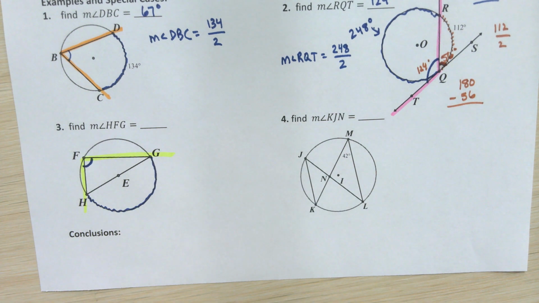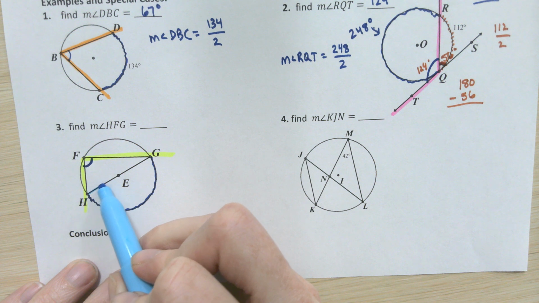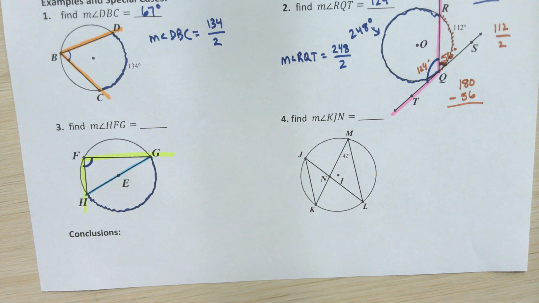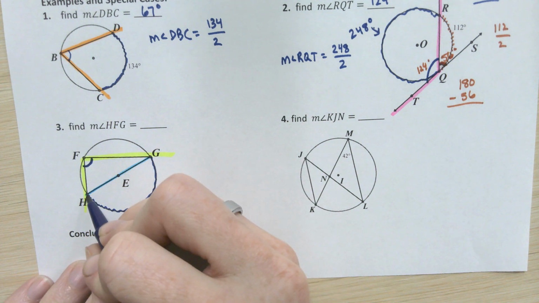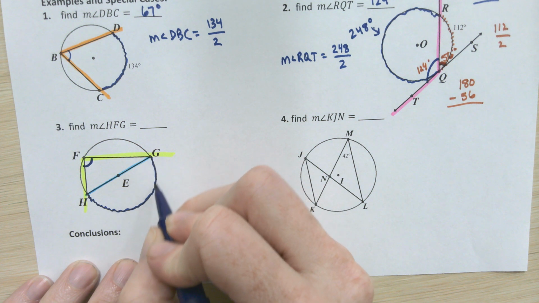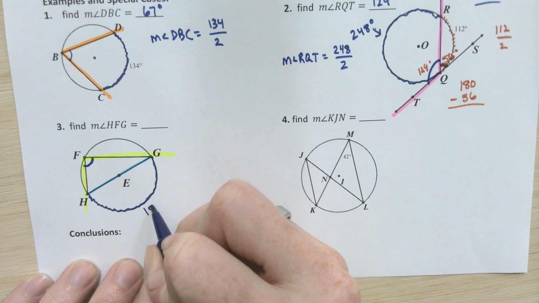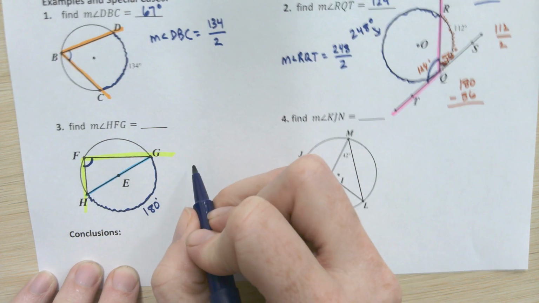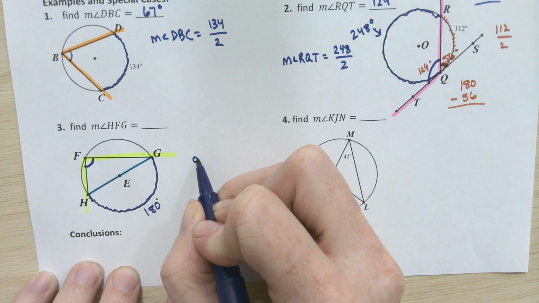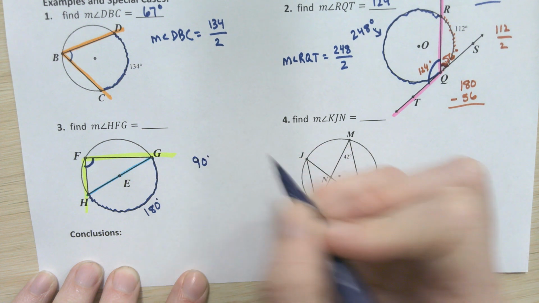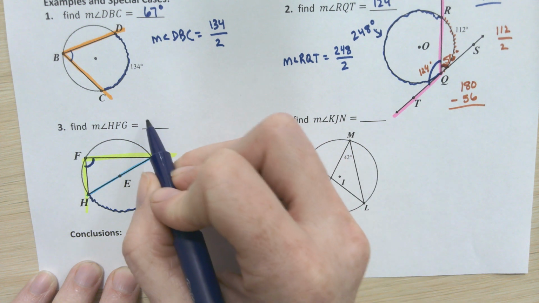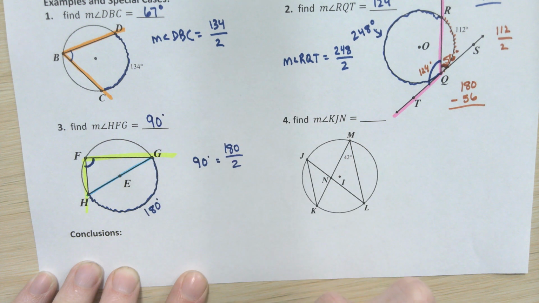I'm hopeful that you noticed something special about this segment right there. That goes through the center of the circle. So even though it's not measured, or not marked, this is a semicircle, which means it's 180 degrees. So our inscribed angle, our angle on the circle, is going to end up being 90 degrees. That comes from doing our 180 degree semicircle divided by 2.